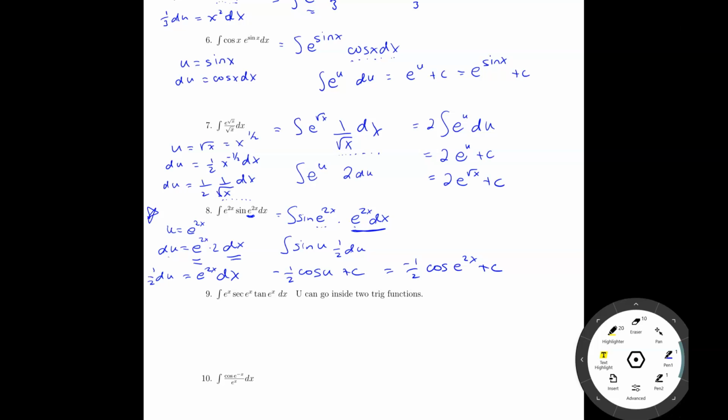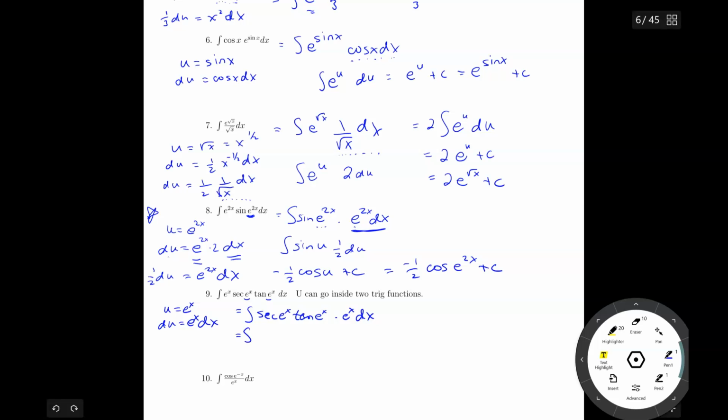Okay, so now this, I am going to put u in two places. So I see that the angle inside of the secant and the tangent is e to the x. So I'm going to let u equal that e to the x. Then du is e to the x dx. Again, let me rewrite it so you can clearly see what I've got here. So I've got secant of e to the x, tangent of e to the x, and then I've got this e to the x dx, and I'll just put a dot there just to say it's separated, correct?